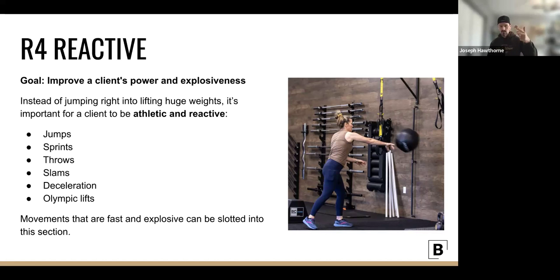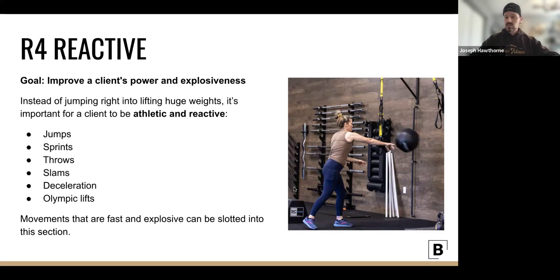So jumps, sprints, throws, slams, deceleration type training while you're jumping off the box, just working on deceleration, stepping off things and decelerating, right? Stepping forward, catching yourself. And then, of course, the Olympic lifts. And so it's just variability of these exercises to determine what is best and safest for that client.